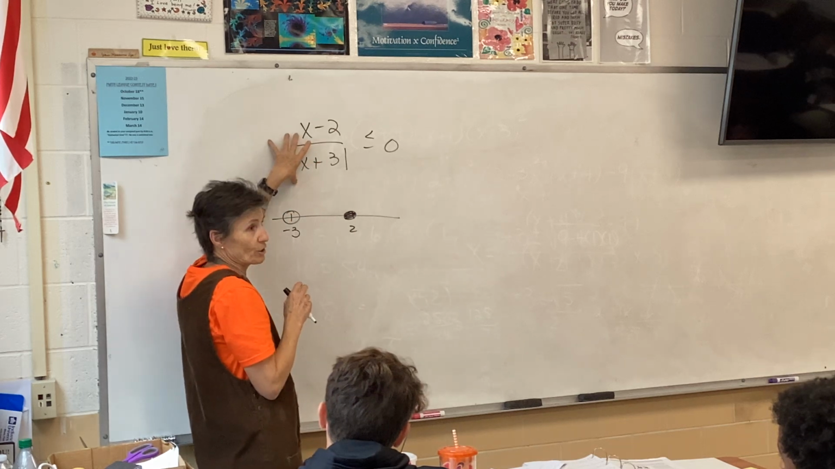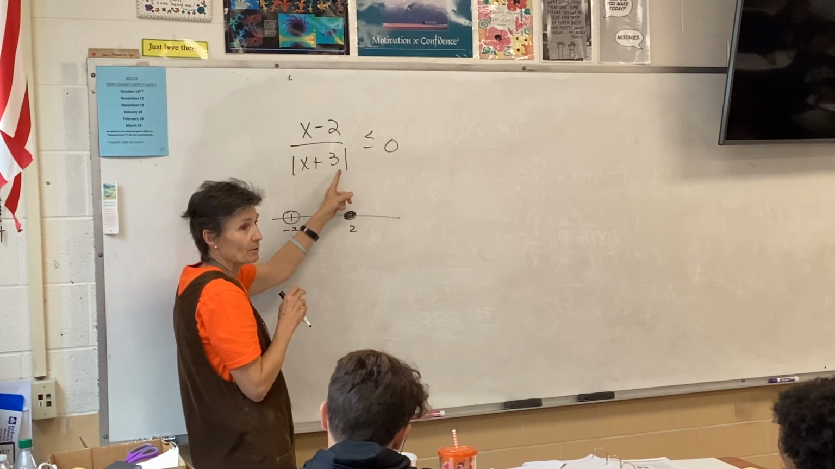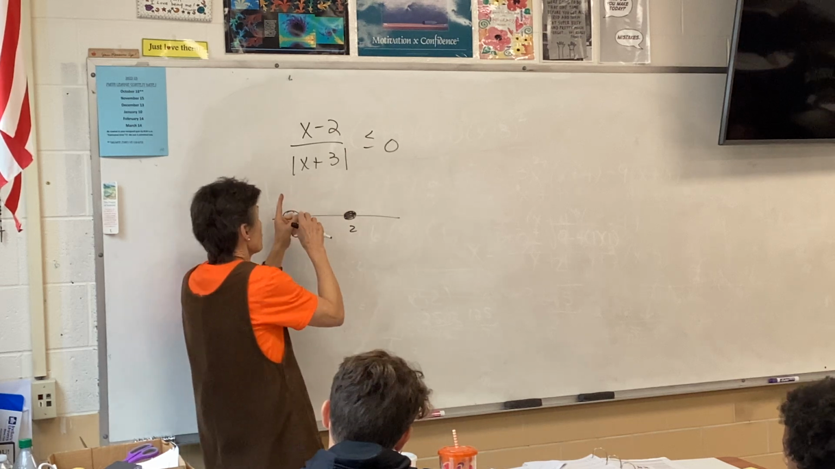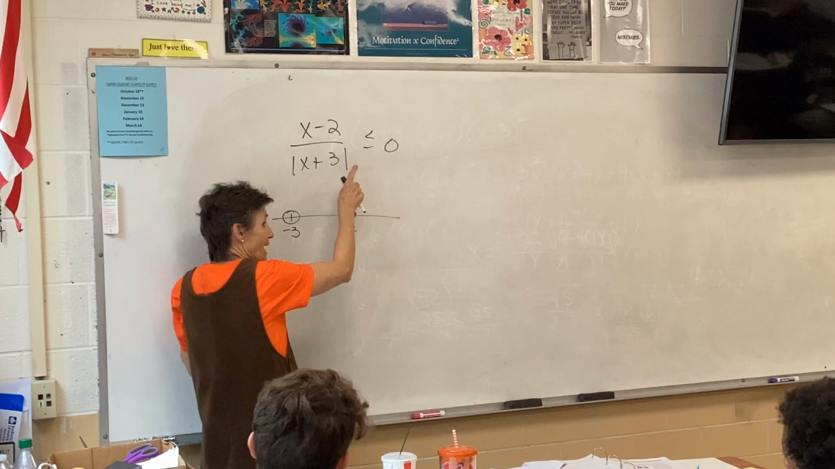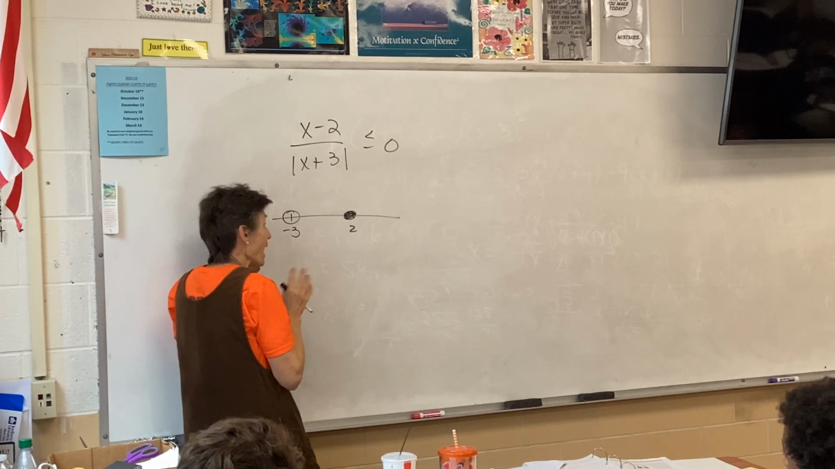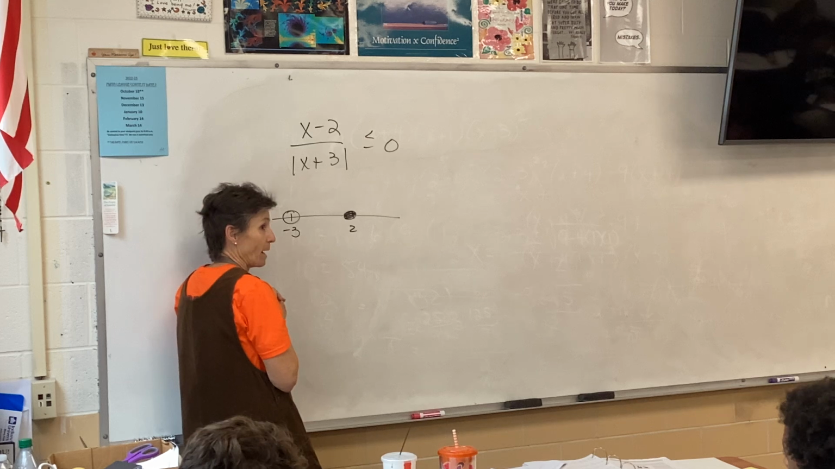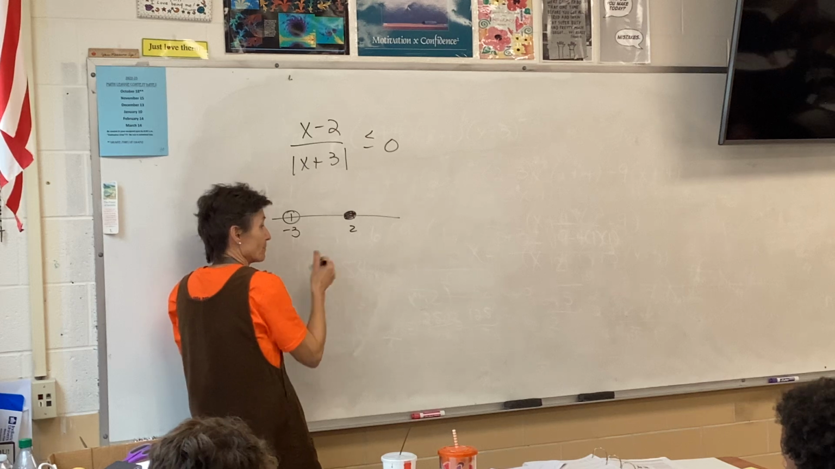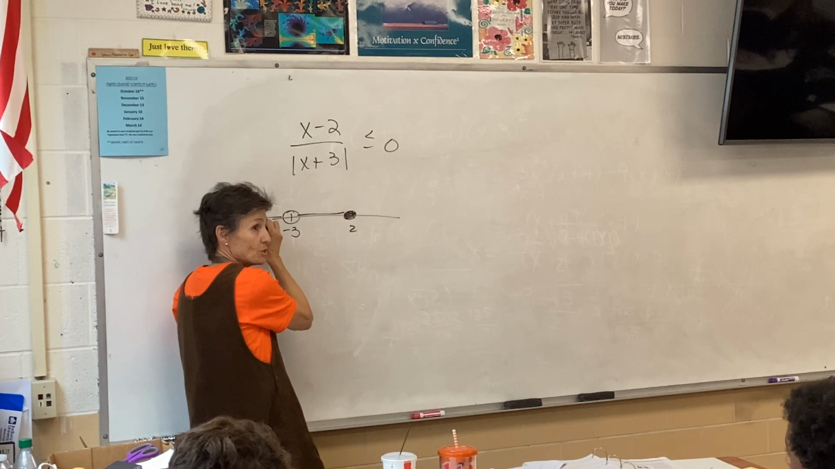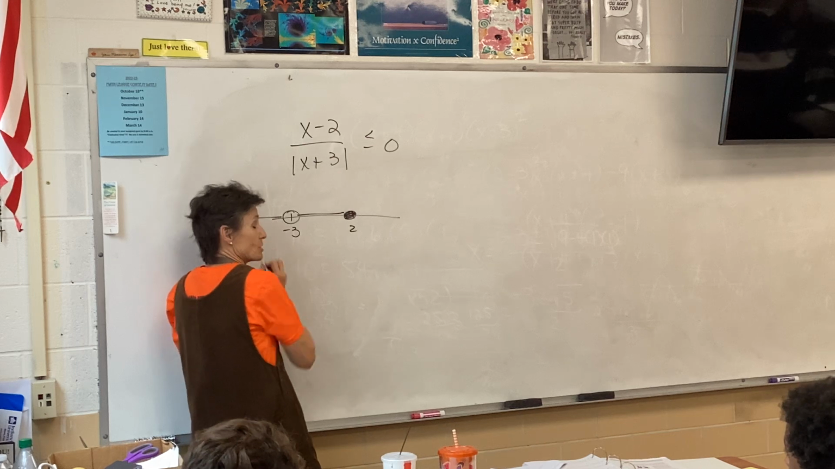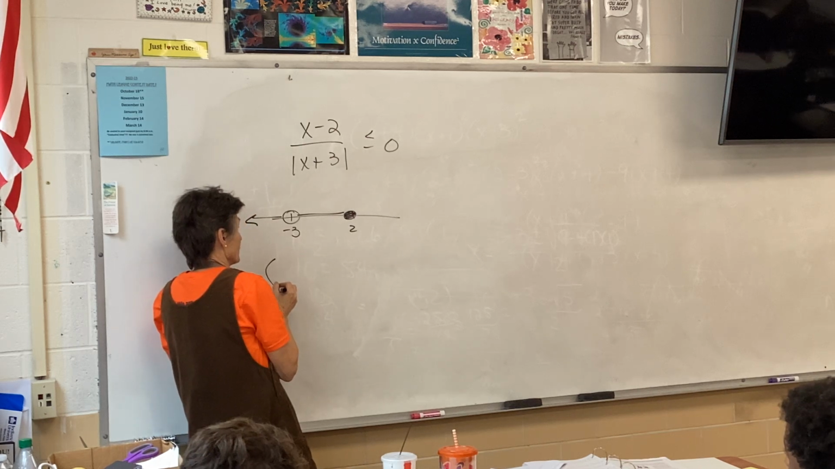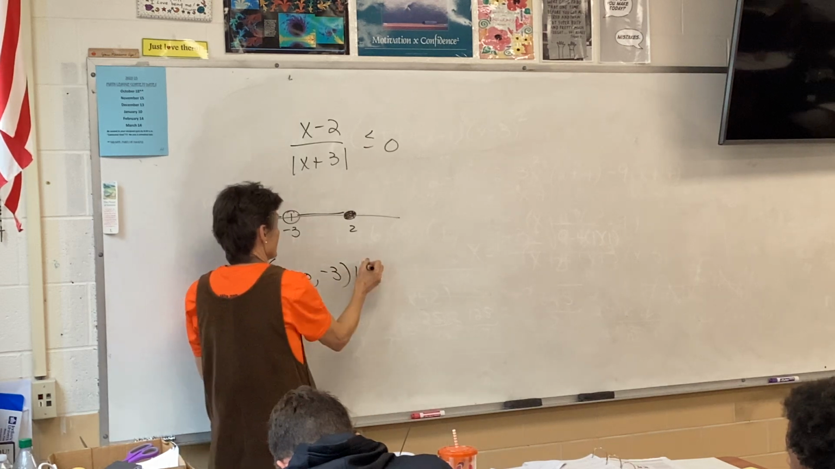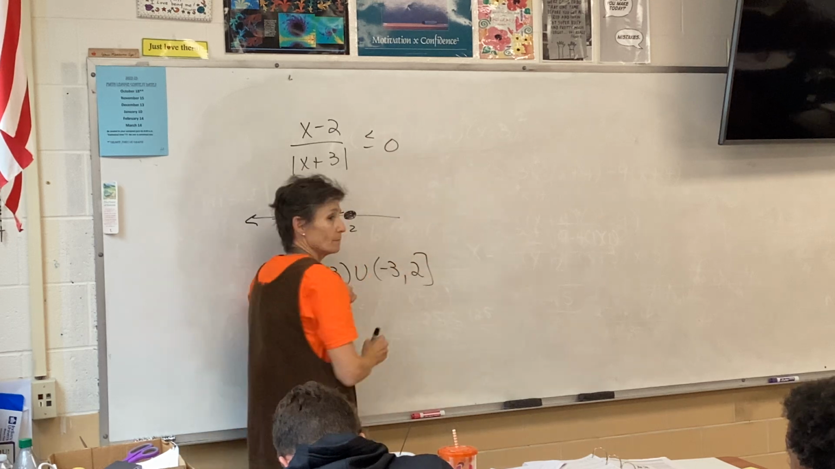Now, look at this fraction. This is an absolute value, which means that it is always going to be positive. So if I want this fraction to be less than 0, the only way that can happen is if the top is negative, right? Because the bottom will never be negative. So what numbers make that negative? Anything less than 2? So what's my answer? Everything from negative infinity to -3, -3 to 2. Yep.